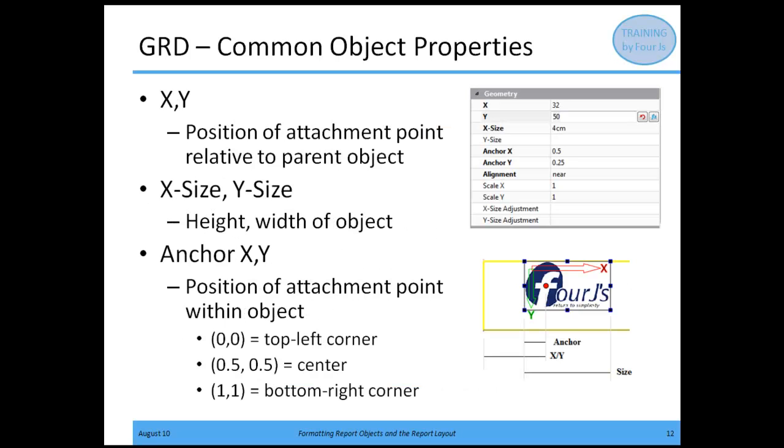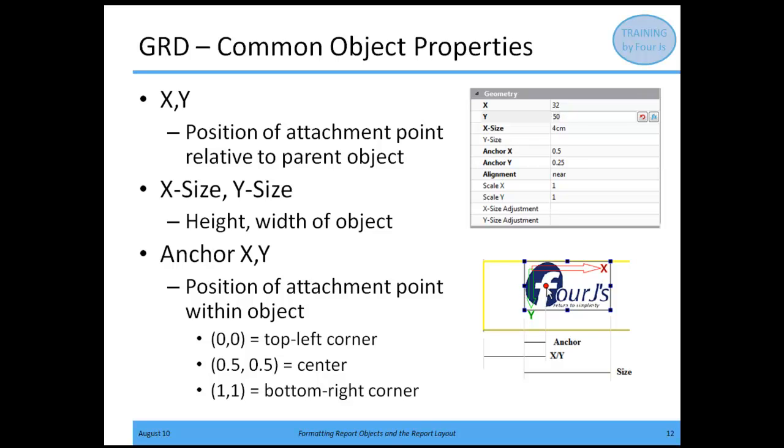Now, all objects are going to have these common object properties that relate to where this object sits on the report. So we'll have an X and Y. The X and Y is the position of the attachment point relative to the parent object. So it's not relative to the report, it's relative to the parent object. And it's not always the upper left corner, it's relative to the attachment point.